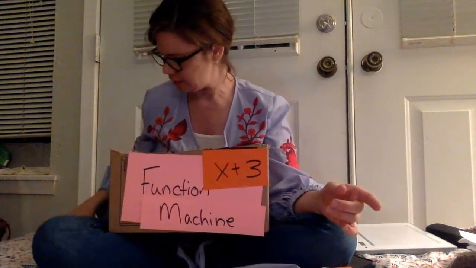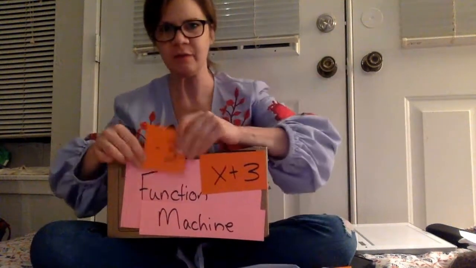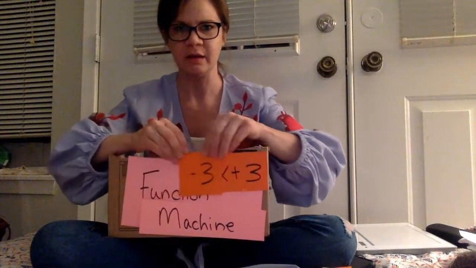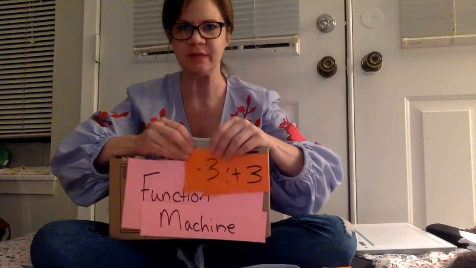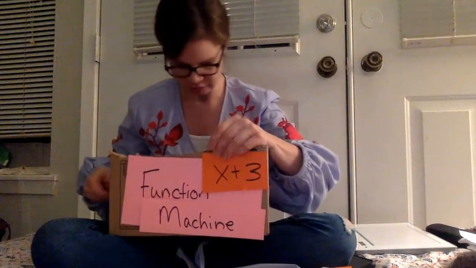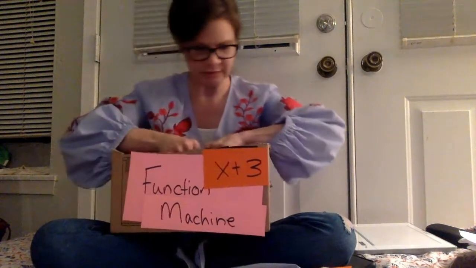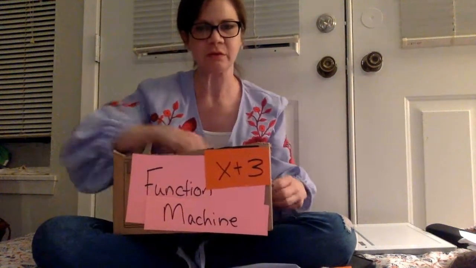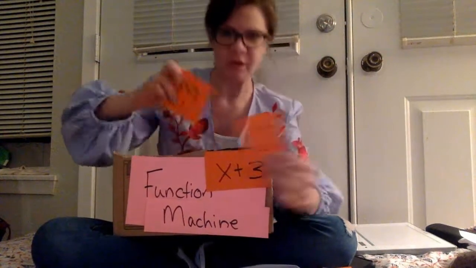Let's try this one. We could put in a negative number. So I put a negative number into my machine, meaning it takes the place of my X. So it goes into my machine. And what do you think will come out? What is negative 3 plus 3? 0. So that would be an ordered pair. So I could graph.